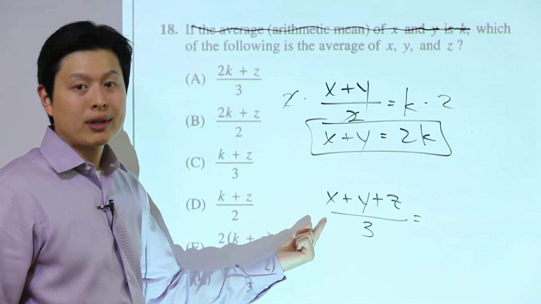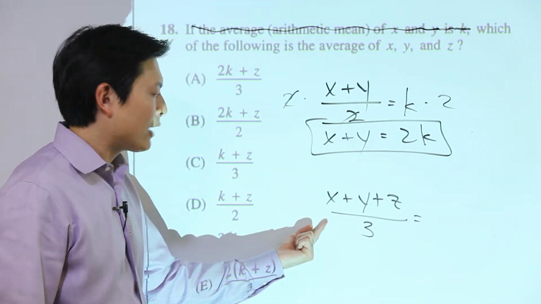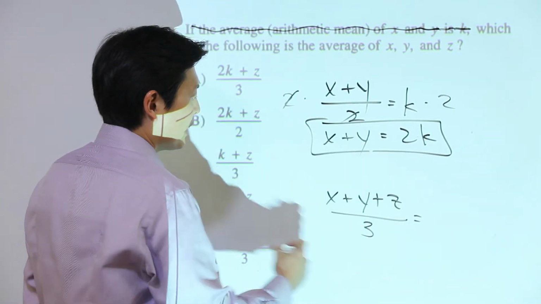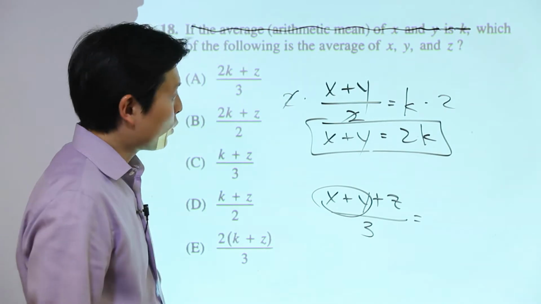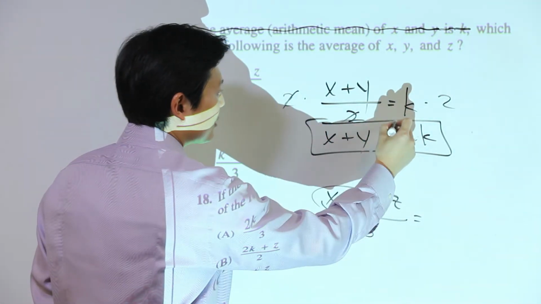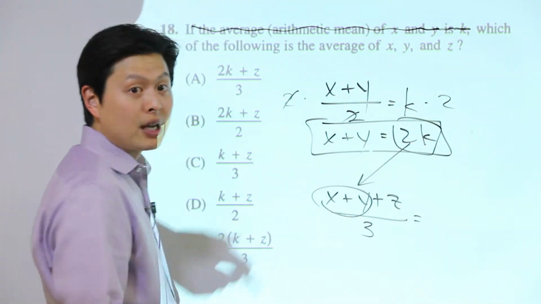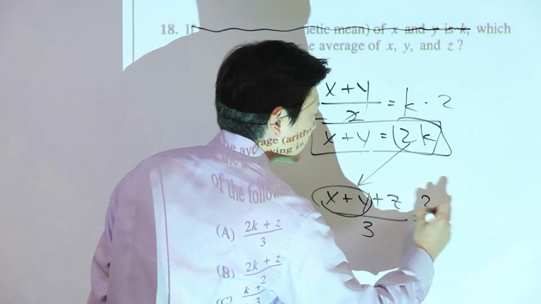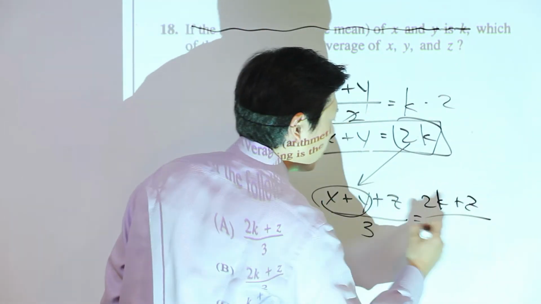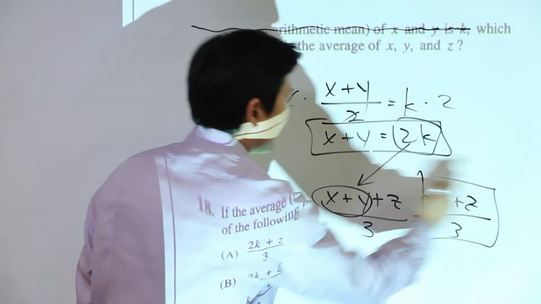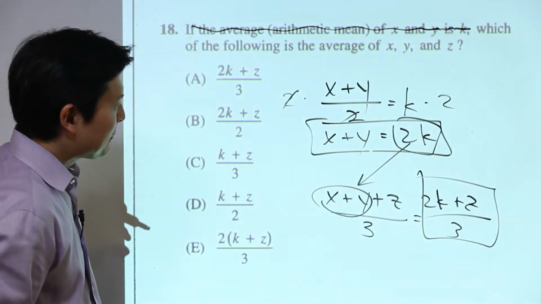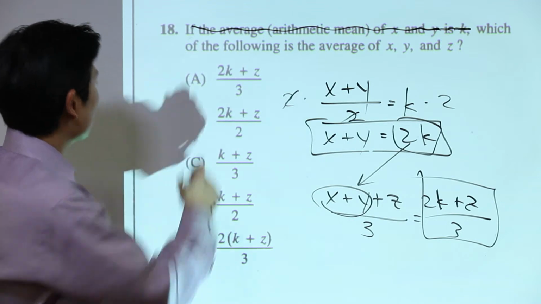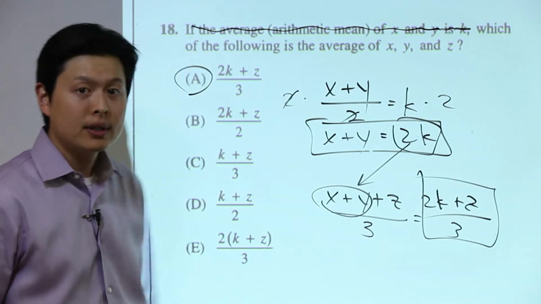So I go directly to what's being asked. I don't know what x is. I don't know what y is. I don't know what z is. But I do know what x plus y is, right? And that is right there. So what can I do? If I know what x plus y is, I can just take whatever it equals and stick it in. Substitute, right? So what is that equal to? X plus y, same thing as 2k. Therefore, 2k plus that z over 3 would be my average. And is that among the answer choices? 2k plus z over 3, yep, a will be the correct answer to number 18.